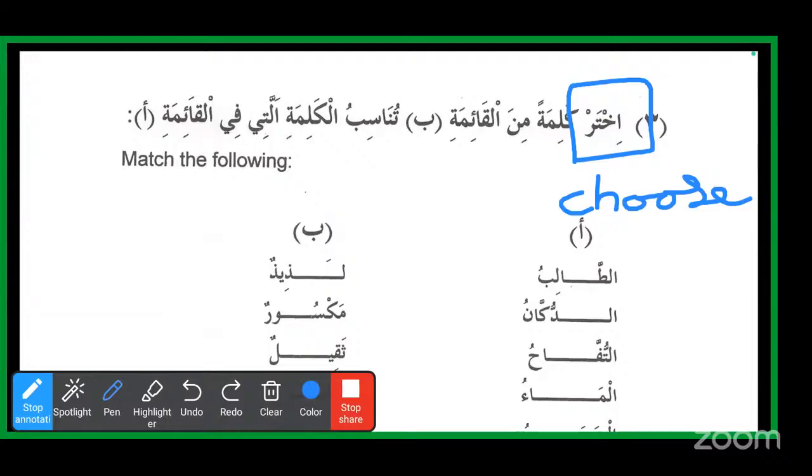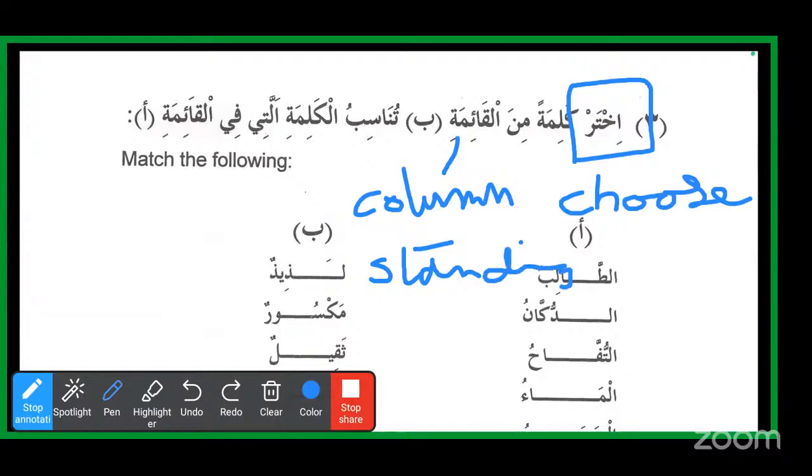قائمة. Qa'imatun means column. Qa'im means standing, and qa'imatun means anything that is standing. So qa'imatun here means column. The dictionary meaning of qa'imatun is standing, right? Now the applied meaning is column. Applied meaning.